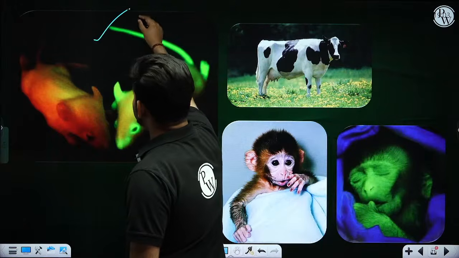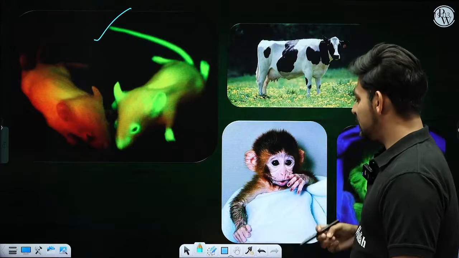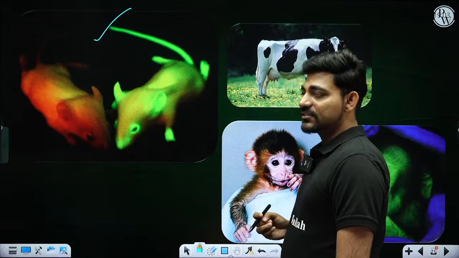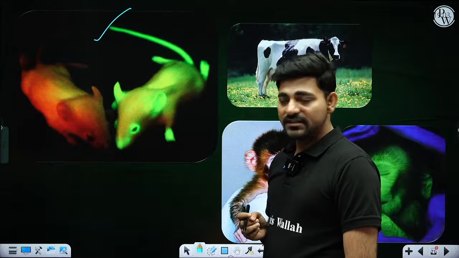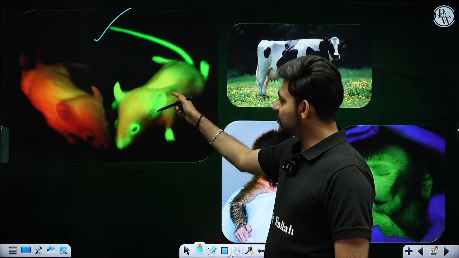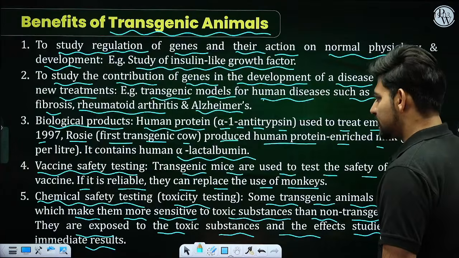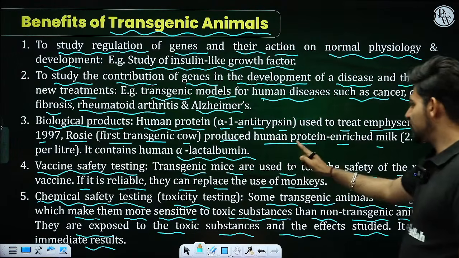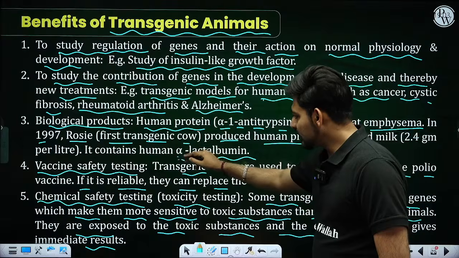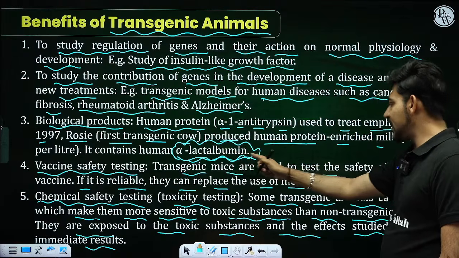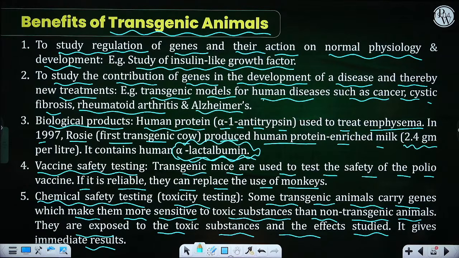So this is fluorescence, these mice are showing fluorescence, and how they were produced. The light emitting gene, or the fluorescence producing gene, from jellyfish was incorporated into the genome of these mice. This is Rosie, and already we have studied about Rosie, the transgenic cow. It produced human protein milk, and that milk was enriched with human alpha lactalbumin, and you have to remember every liter of her milk was containing 2.4 gram of human alpha lactalbumin.